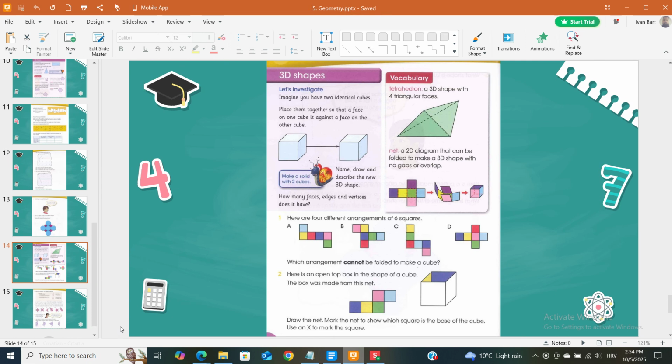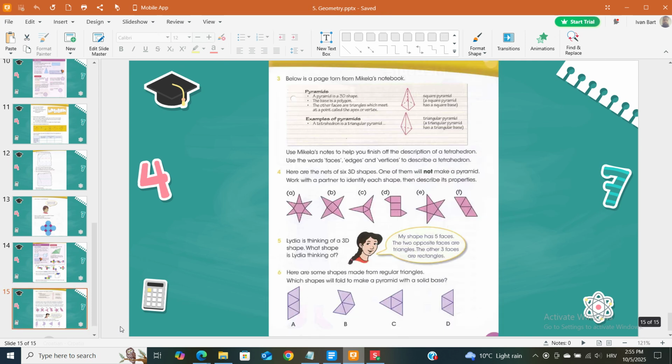2. Here is an open top box in the shape of a cube. The box was made from this net. Draw the net. Mark the net to show which square is the base of the cube. Use an X to mark the square. 3. Below is a page torn from Michela's notebook.